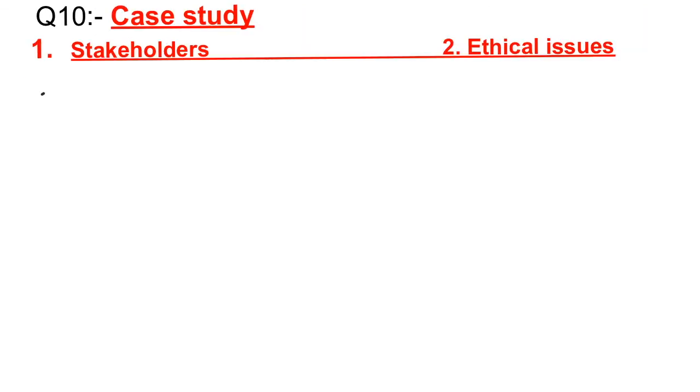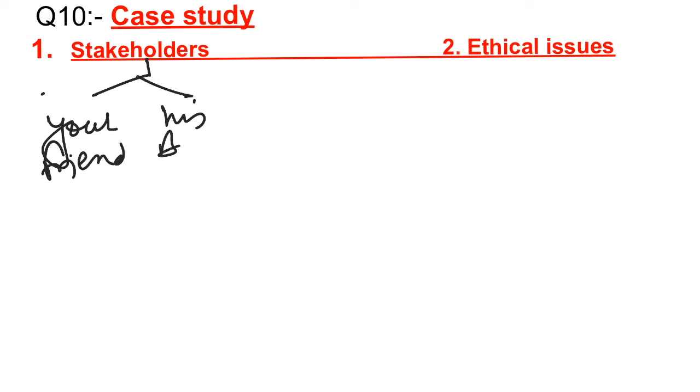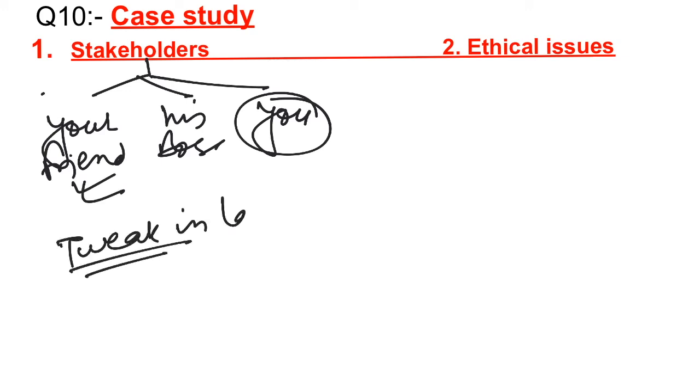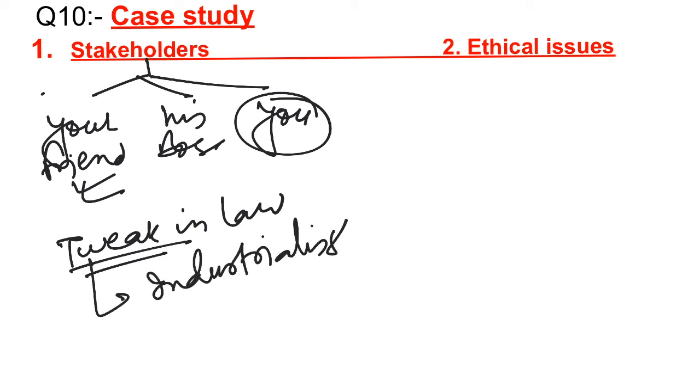Now coming to question number 10. Question number 10 is a case study where three people are involved. First is your friend. Second is his boss. And third, you are also involved as a stakeholder, because the case study says that something has happened and your friend has made a tweak in the law, and that law is favoring the industrialist.